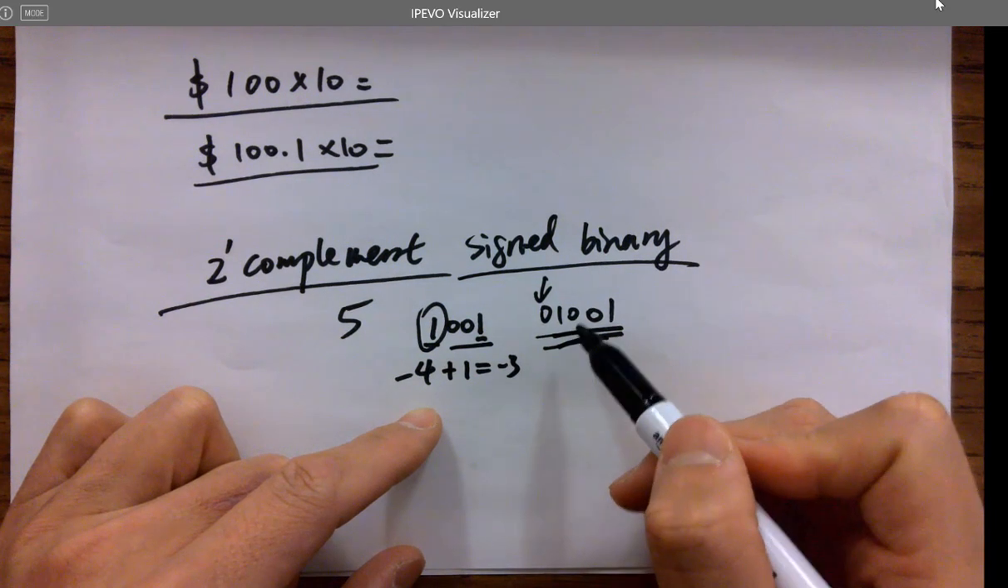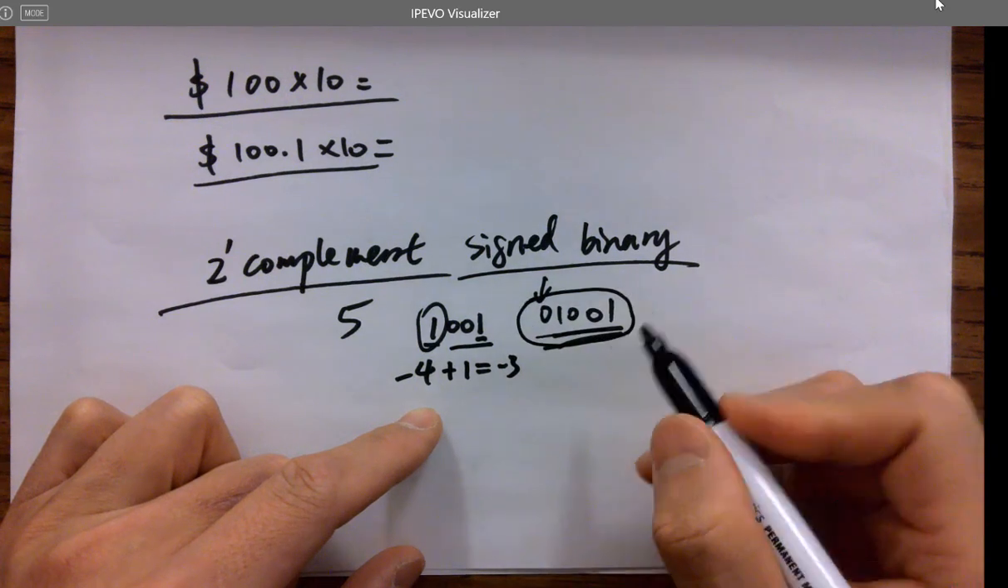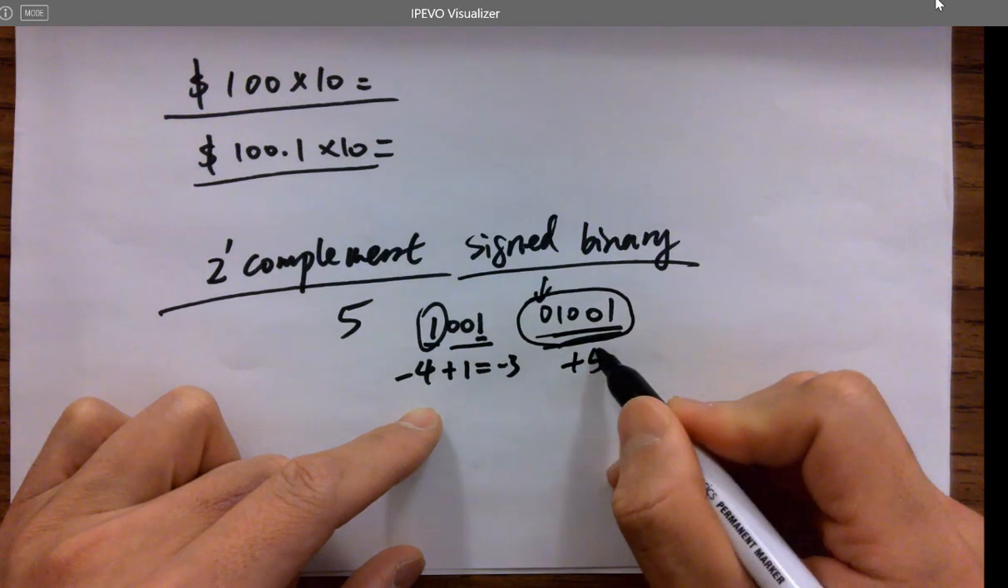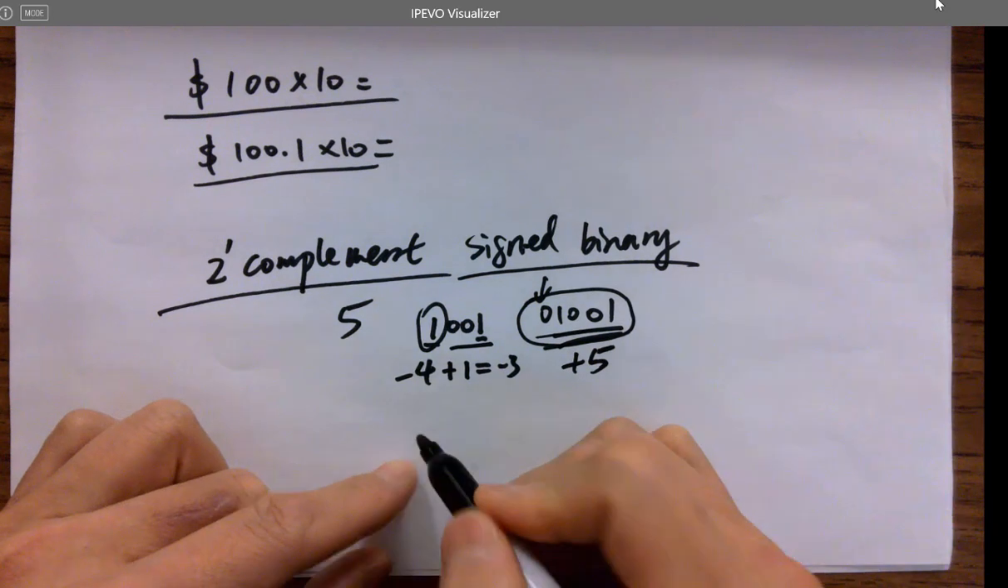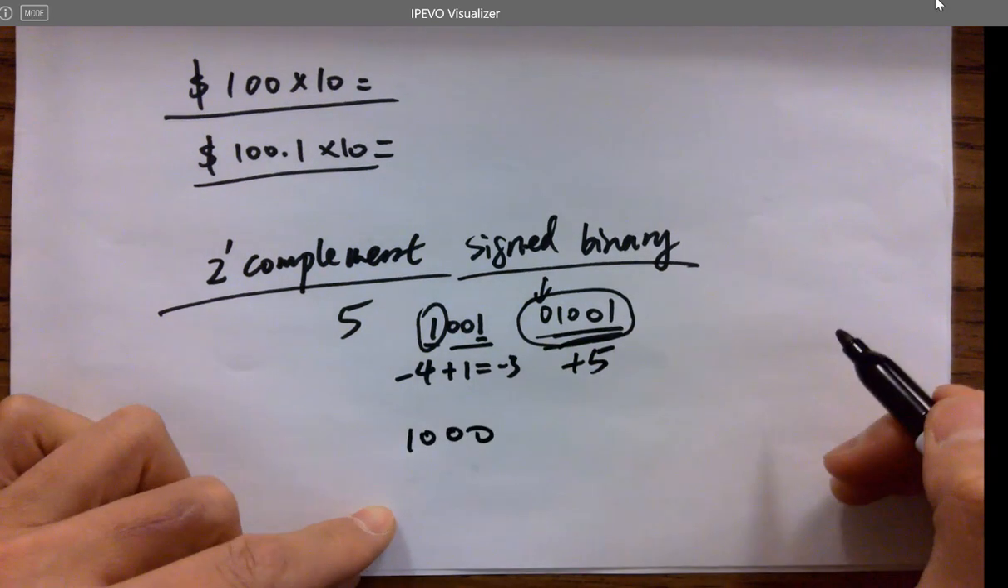So what is this number in 2's complement?